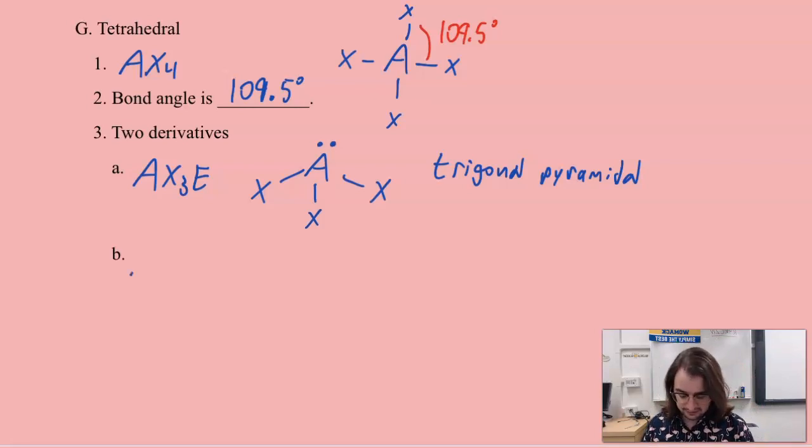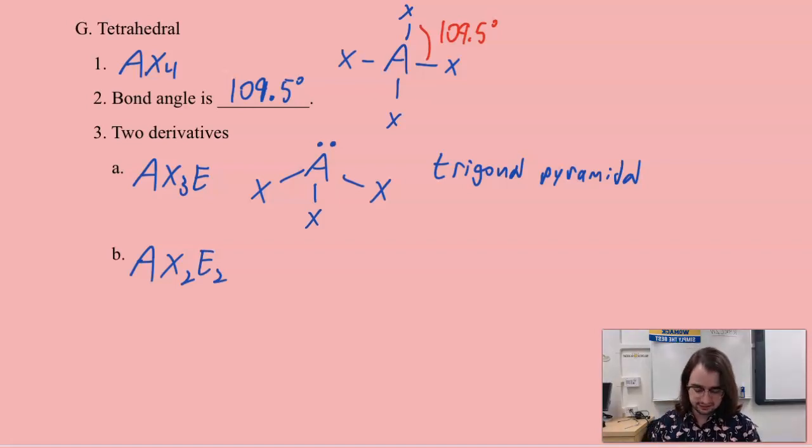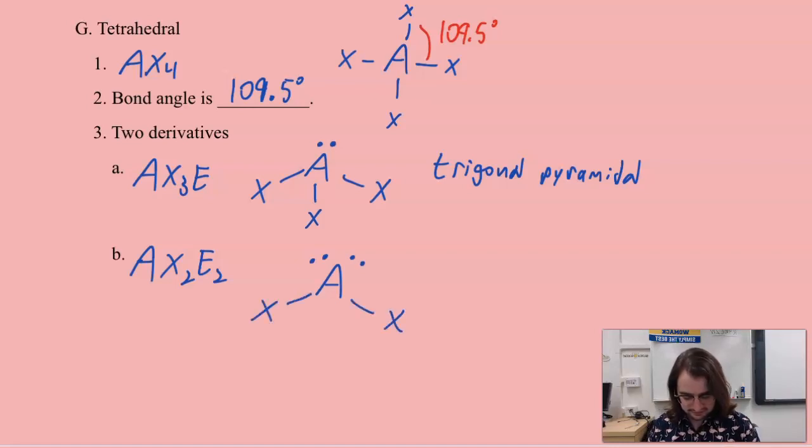And then we have our second derivative, which is AX2E2. So we're going to take another one of those things attached to the central atom, and we're going to replace it with a lone pair. In this situation, we're going to kind of put both of the lone pairs at the top, kind of at an angle. And then we put the elements pushed down like this. And this shape is bent again. That should be somewhat of a familiar shape because that's actually the shape of water.